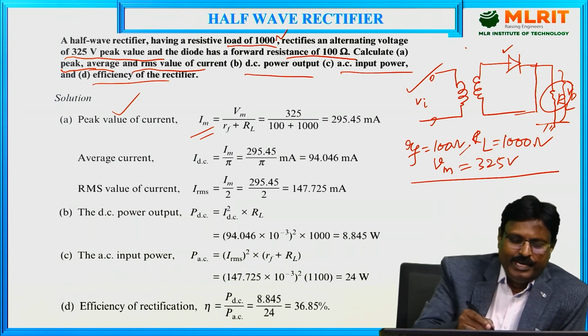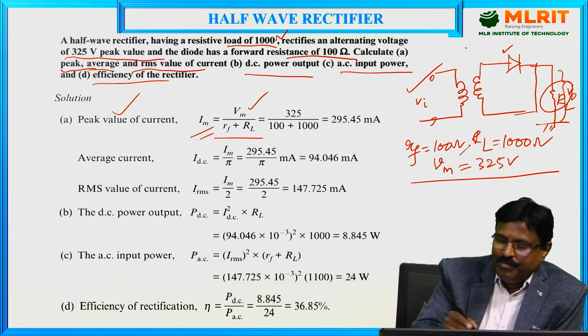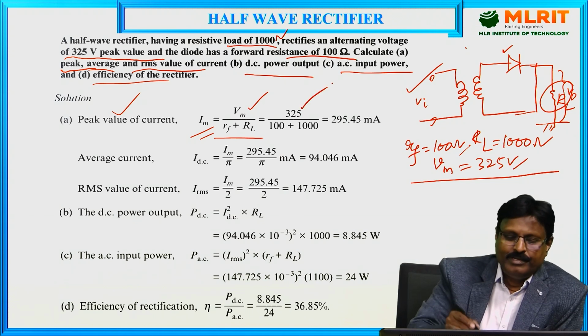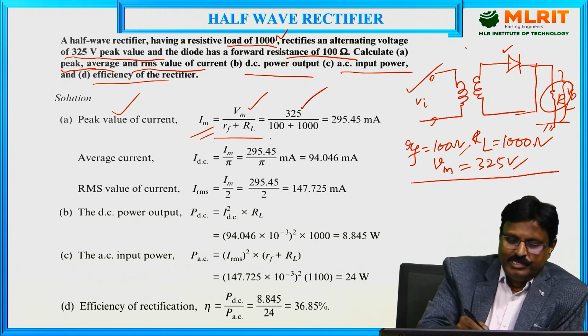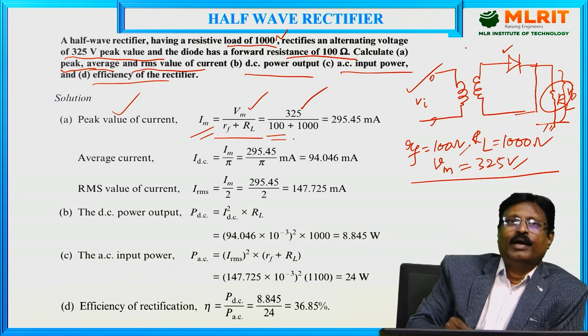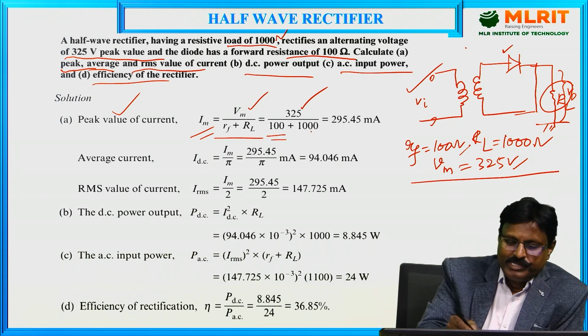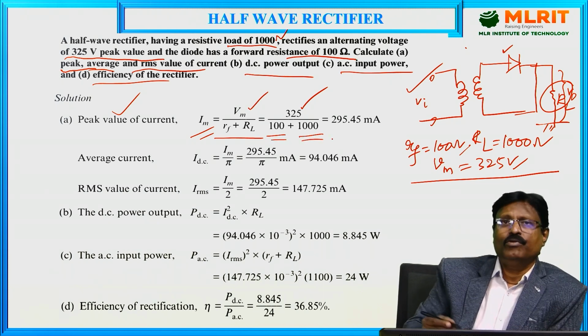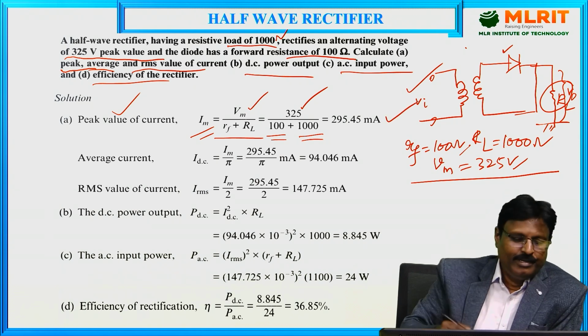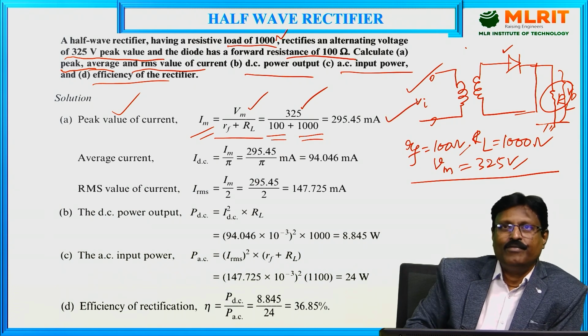Okay, so IM is equal to VM by RF plus RL. VM is 325, RF is the forward resistance, that is 100 ohms, and RL is the load resistance, that is 1000 ohms. If you go for the calculation, you will get the IM value as 295.45 milliamperes.